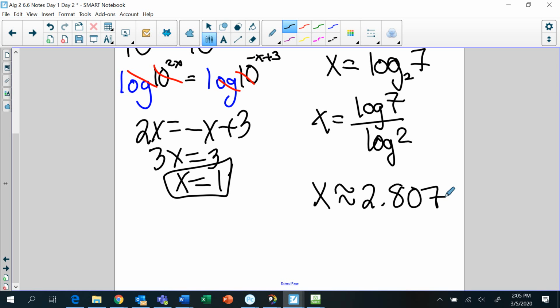No matter what method you use, if you didn't get 2.807, you aren't typing in your calculator right. Who needs help? You're right, Ms. Wilson.